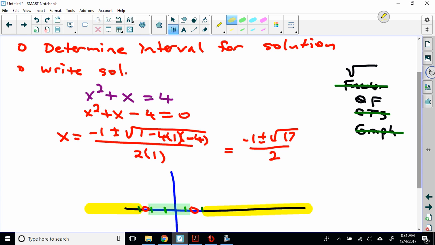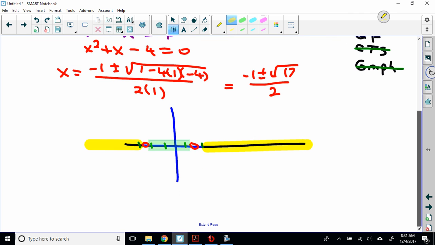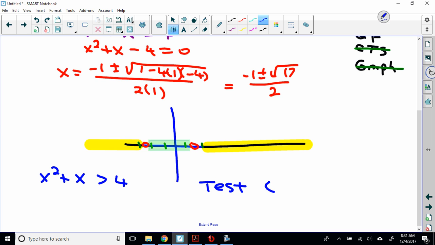That's right in the middle, kind of, close. 1, we could test 1, but I could think of something even easier than that. 0. Let's plug in 0 for x to try to determine the interval. So x squared plus x is greater than 4. So we're going to test 0.